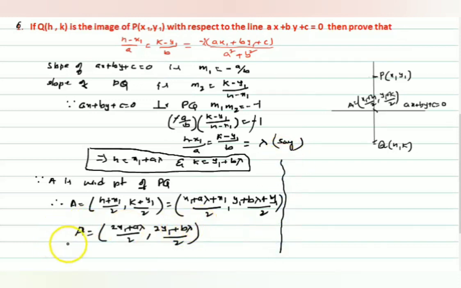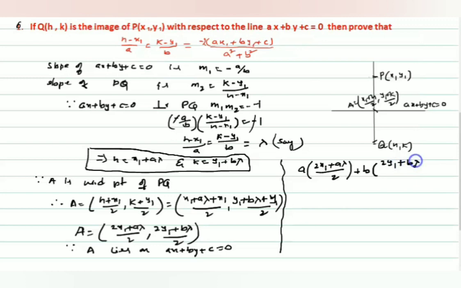Now look here. Since A lies on ax plus by plus c is equal to 0, my second part is that the midpoint of PQ, the midpoint A, lies on ax plus by plus c is equal to 0. Substitute the point A in this. Therefore x is 2x1 plus A lambda by 2. Since this point lies on the line, it must satisfy the equation. So I am substituting A in ax plus by plus c is equal to 0. Therefore, 2x1 plus B lambda by 2 plus c is equal to 0.